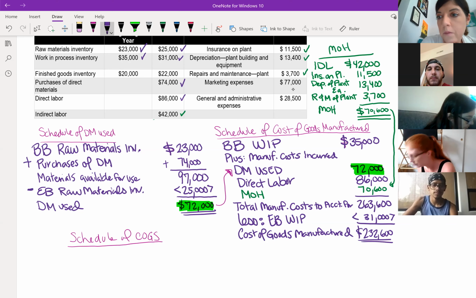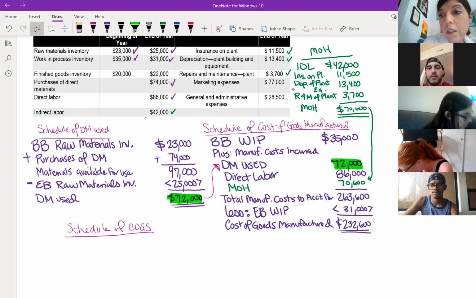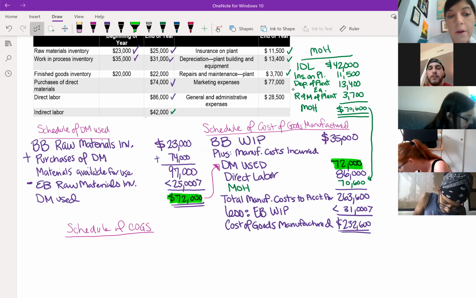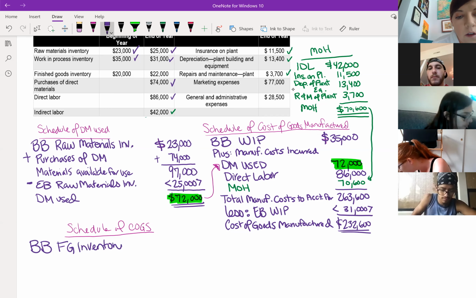So far, so good? Good. Okay, last part of this particular problem is the schedule of cost of goods sold. So we're working our way through finished goods inventory, right? To get to the goods that were sold during the period, that credit to finished goods inventory. So we're going to again start with the beginning balance. So the beginning balance of finished goods inventory, which was given, $20,000, is what we started the period with.